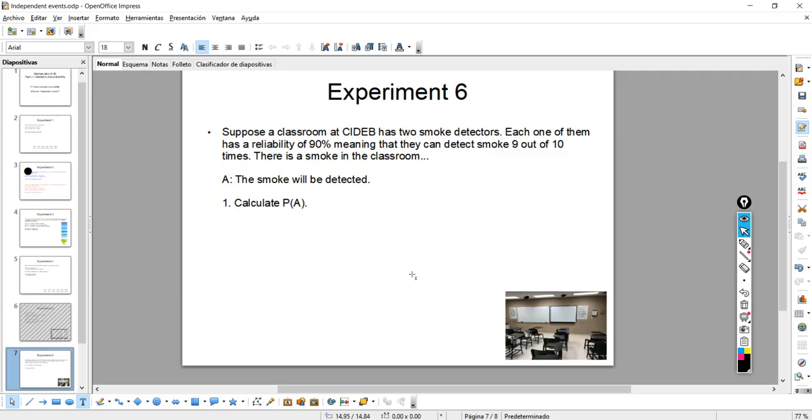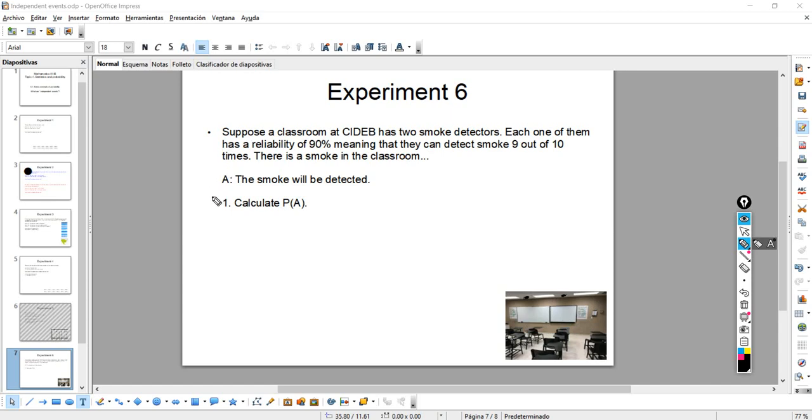Now in experiment number 6, we're going to suppose that we have a classroom at CDEP and there are 2 smoke detectors, 1 and 2. Each one of them has a reliability of 90%, which means that they can detect smoke 9 out of 10 times. And let's assume there's smoke in this classroom right now. Fine, that is the whole context.